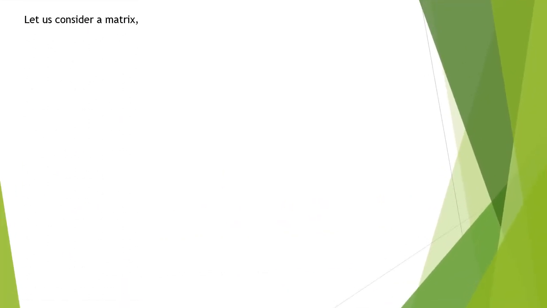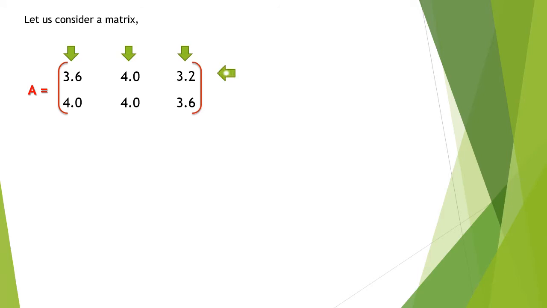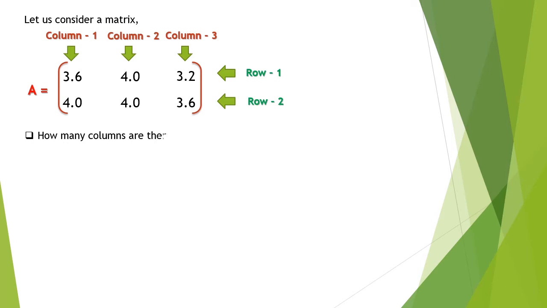Let us consider a matrix. You can see the same matrix, A equal to 3.6, 4.0, 3.2 in the first row and 4.0, 4.0, 3.6 in the second row. Now you can see these are columns, column 1, column 2, column 3, and these are rows, row 1, row 2. There are questions and you can answer them. How many columns are there? You can easily say the number of columns is 3.